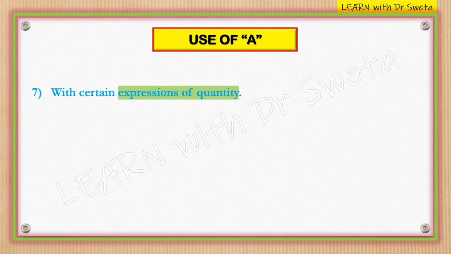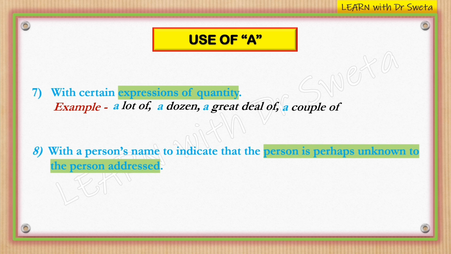Next is, a is used with certain expressions of quantity. So a is used in certain expressions to indicate a quantity. For example, a lot of, a dozen, a great deal of, a couple of. Next is, a is used with a person's name to indicate that the person is perhaps unknown to the person addressed. So, a can be used with a person's name when referring to someone unknown. For example, a Mr. Roy is at the door, meaning someone named Mr. Roy unknown to the speaker.